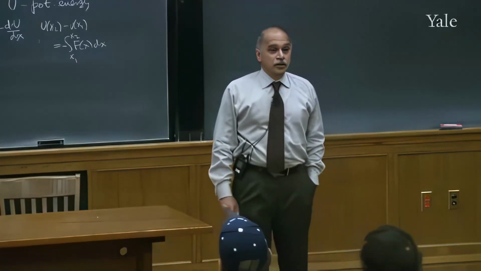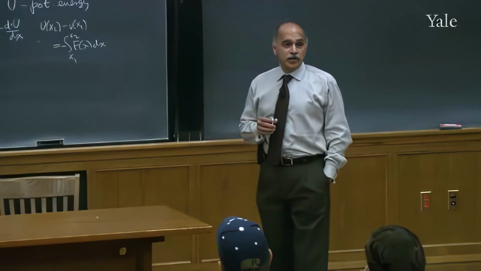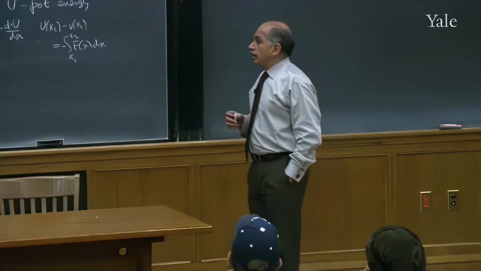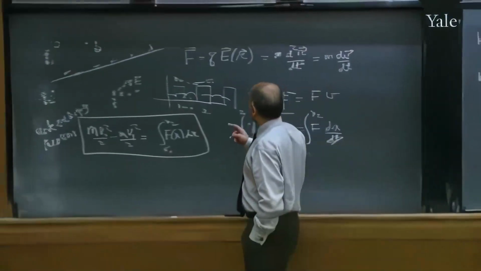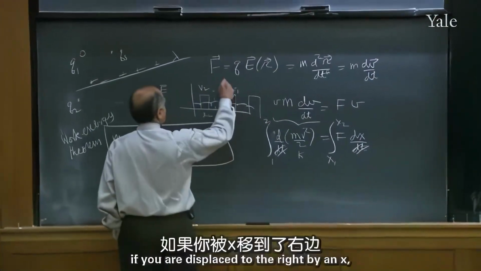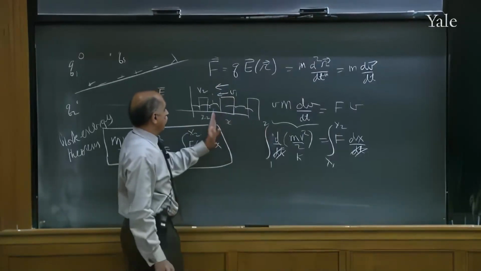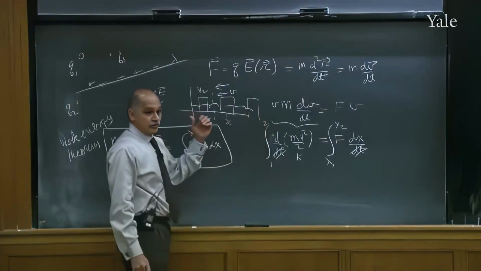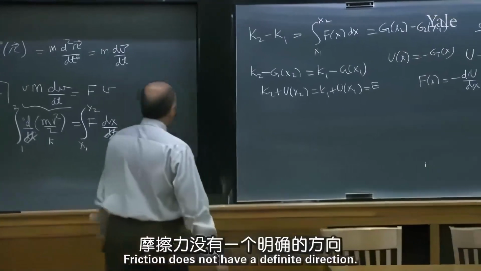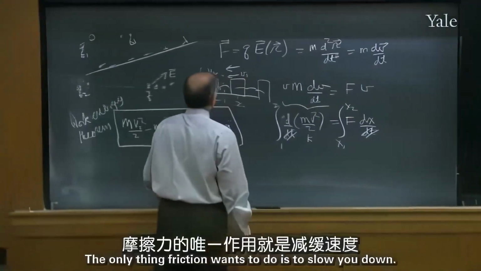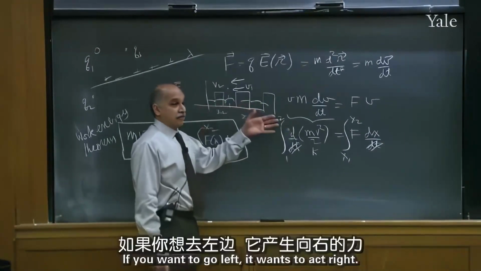Very good. The point is that frictional force is not a function just of your location. It depends on your velocity. Whereas the spring will always exert a force minus kx. If you are displaced to the right by an x, it exerts a force minus kx, whether or not you're moving to the right, away from the equilibrium, or towards it. For a given x, it gives you a given force. But friction is not like that. Friction does not have a definite direction. The only thing friction wants to do is to slow you down. You want to go right, it wants to act left. You want to go left, it wants to act right.